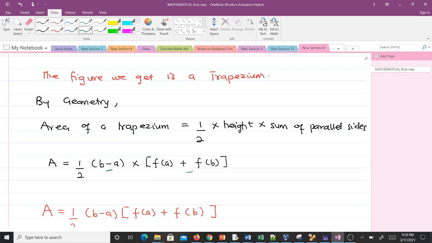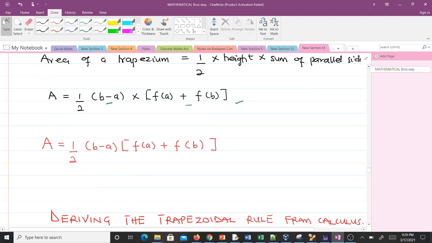So we have the area is equal to 1 over 2 (b minus a) times whatever we have here. This is just this, right? It's the same thing. Okay, so this is the formula for computing the area of that curve when we approximate the integrand by a first order polynomial.